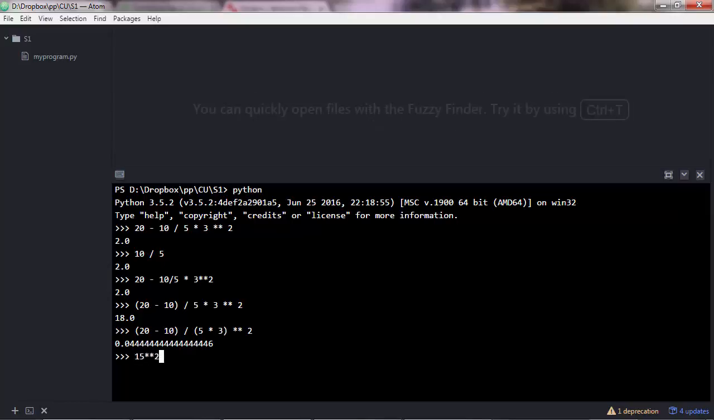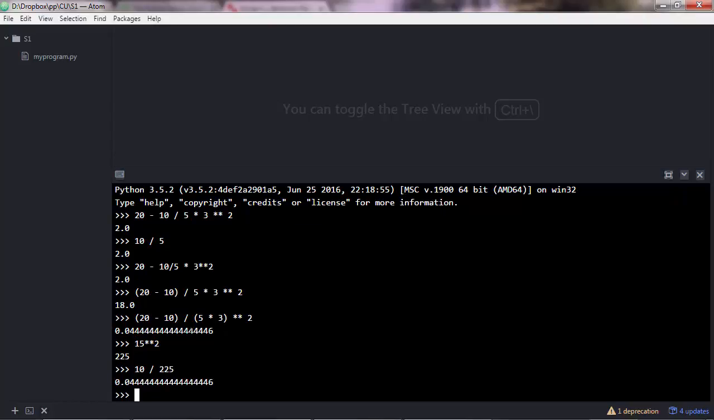15 in the power of 2, we get 225, and then we got 10 on the other side, so 10 divided by 225, we get that number. So whenever you want to change the order of operators, you should use brackets.